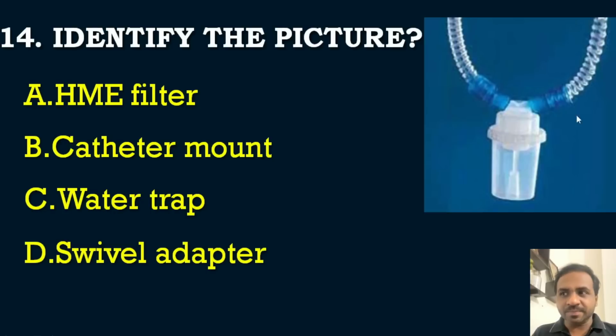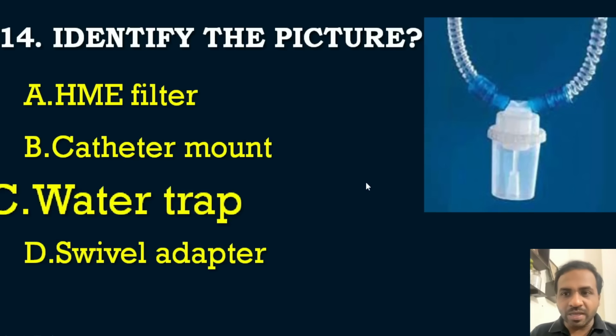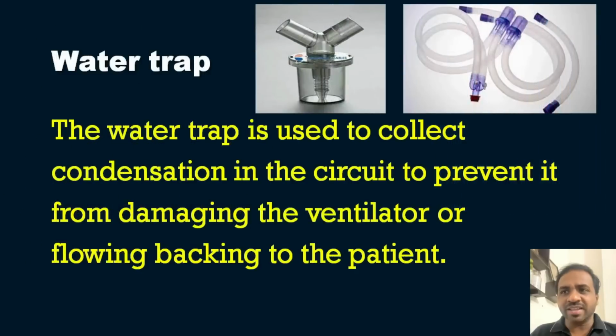One clue is that all the options are related to ventilator circuits. So this is a ventilator circuit, and what is this? This is a water trap. We will have an explanation regarding the water trap. This is a picture of the water trap, which is attached to the ventilator circuit. The water trap is used to collect the condensation in the circuit to prevent it from damaging the ventilator or going back into the patient.